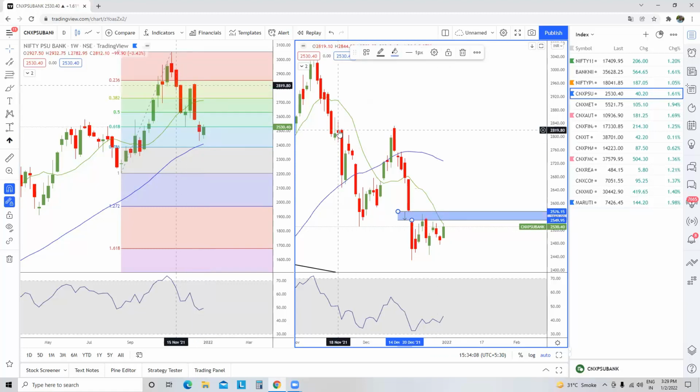Currently, the trend in the weekly time frame is flat, and the trend in the daily chart in the PSU banks is down. But as I said, we'll need a close above 2580 for a short-term pullback to happen.